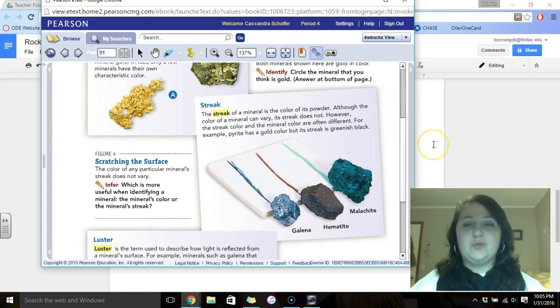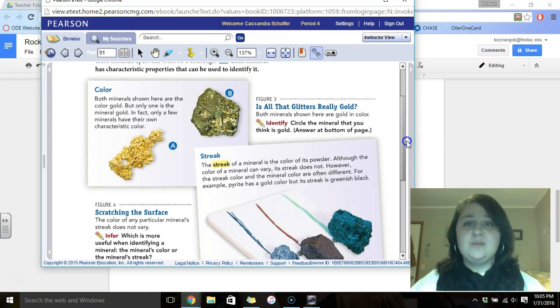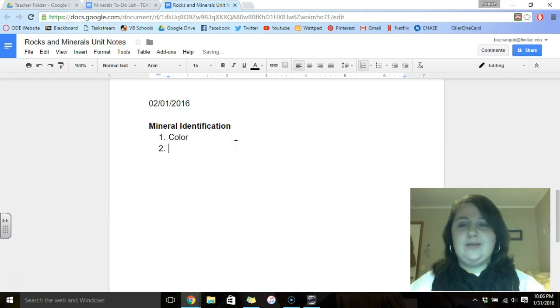The next is streak. The streak of a mineral is the color of its powder. Although the color of a mineral can vary, its streak does not. However, the streak color and the mineral color are often different. For example, pyrite has a gold color, but its streak is greenish black. So remember how I said that this one right here is actually pyrite? Well, it looks gold, right? It actually, according to the text, has a streak that's greenish black. That's weird. So let's put that next one down. Next is streak.